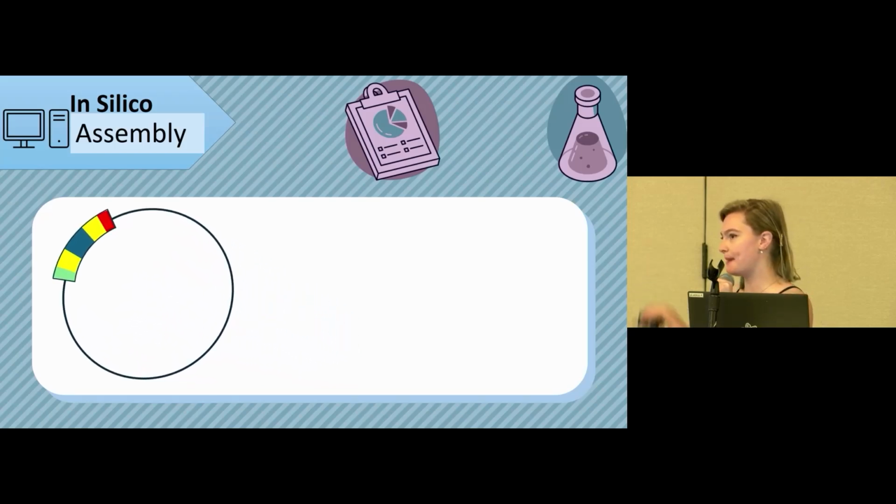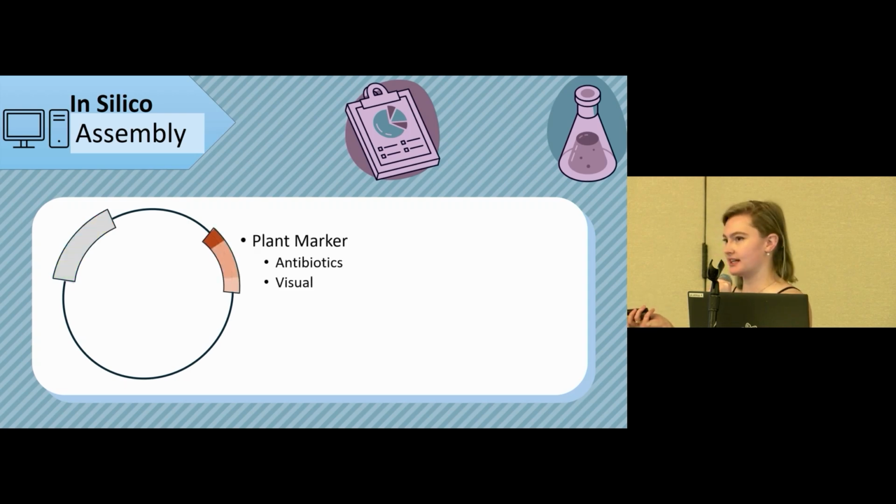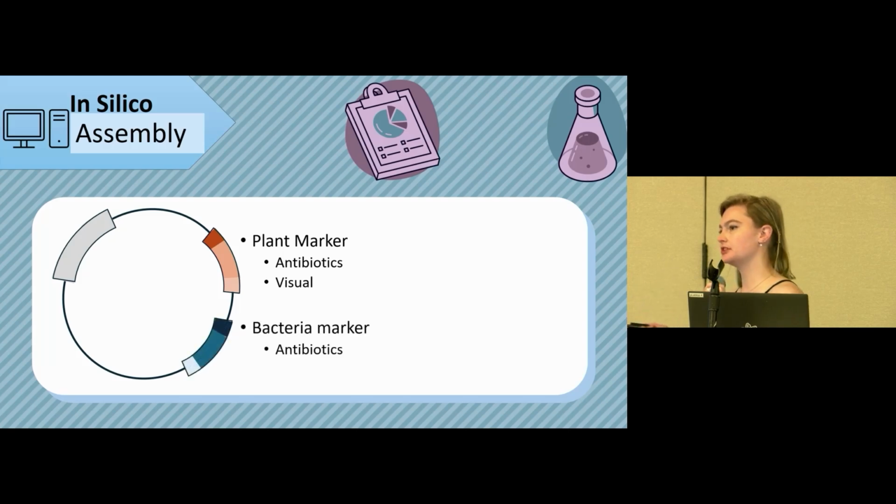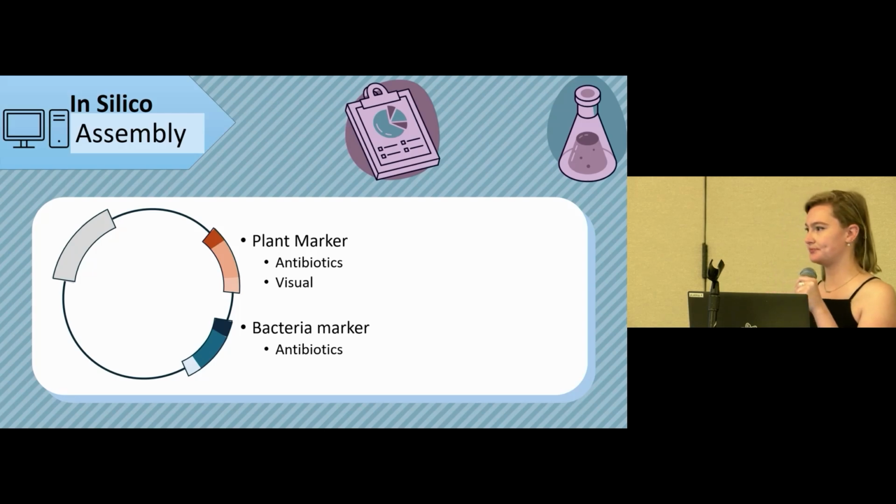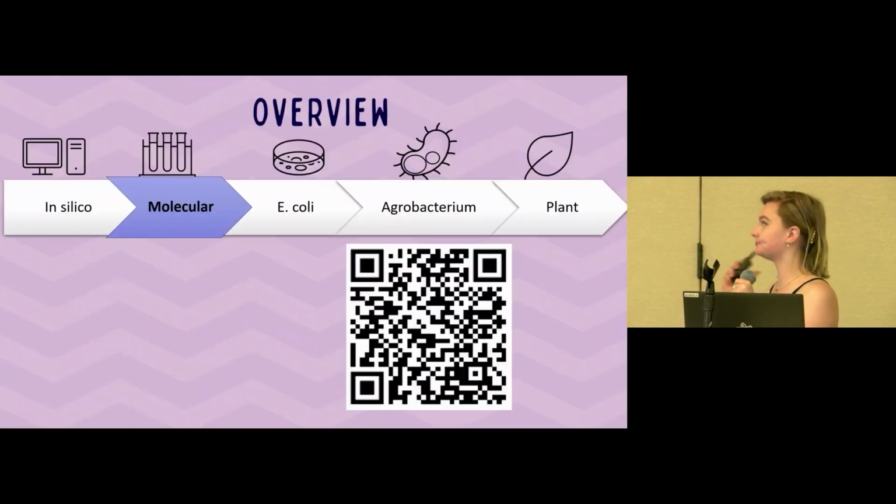there's also the backbone that I don't want y'all to forget about, so I'm going to gray out the insert for now. And I want to say that there's a plant marker there, which can be antibiotic or visual, and there's also the bacterial marker, which is usually antibiotics, can be visual. And we're going to go into this more later. I just don't want y'all to forget that those are there.